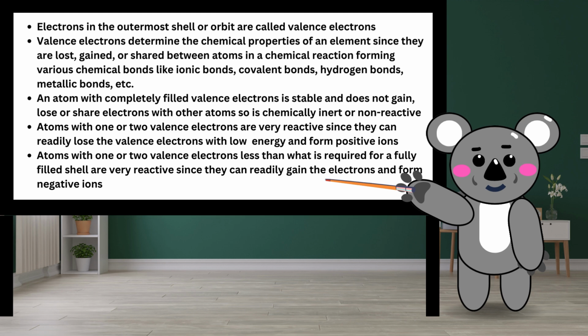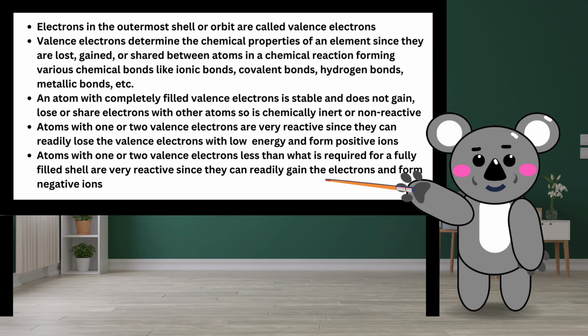Valence electrons determine the chemical properties of an element since they are lost, gained, or shared between atoms in a chemical reaction, forming various chemical bonds like ionic bonds, covalent bonds, hydrogen bonds, metallic bonds, etc. An atom with completely filled valence electrons is stable and does not gain, lose or share electrons with other atoms, so it is chemically inert or non-reactive.